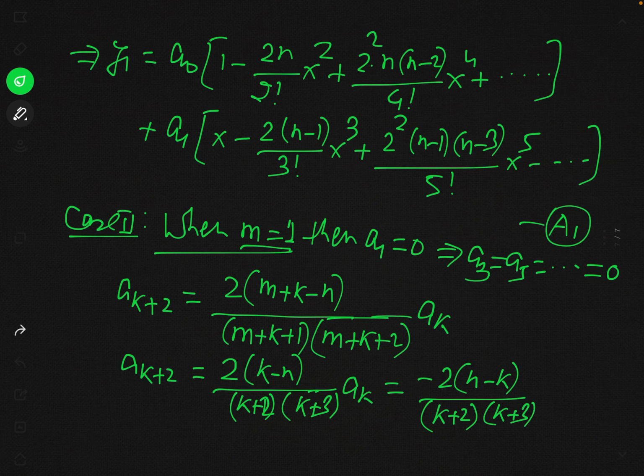You can see. This is actually the recurrence relation when m is equal to 1. And as you have seen, since in this condition a1 will be 0, and as a1 is 0, so a3, a5 all will be equal to 0. So in this condition, we need only to evaluate the values of a2, a4, a6 and so on. So to get the values of a2, a4, a6 and so on, actually we will substitute in this equation k equal to 0, k equal to 2, k equal to 4 and so on. So let us put here.